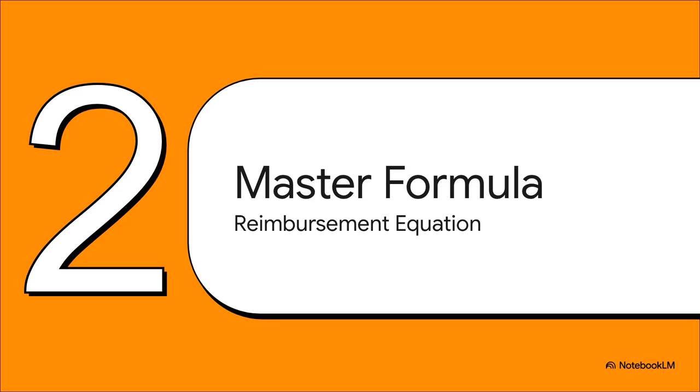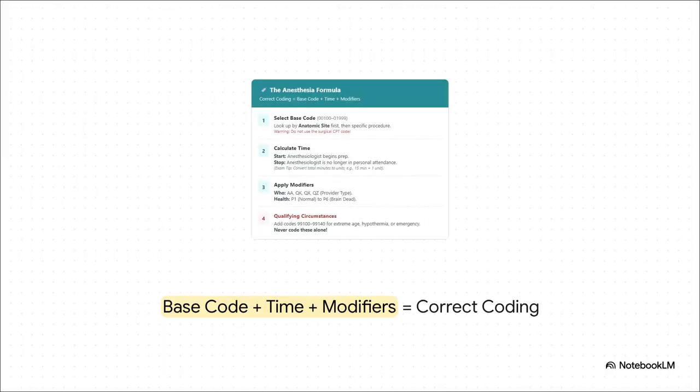Okay, moving right along to Section 2, the Master Reimbursement Formula. Let's look at the big picture of how this billing actually gets calculated. Here is the master formula. It's like a giant puzzle. To calculate the total payment, you take the base value units, add the time units, add any modifying units, and then multiply that whole shebang by a conversion factor. It's a pretty simple equation, right? But you really have to know exactly where to find each of those specific puzzle pieces.